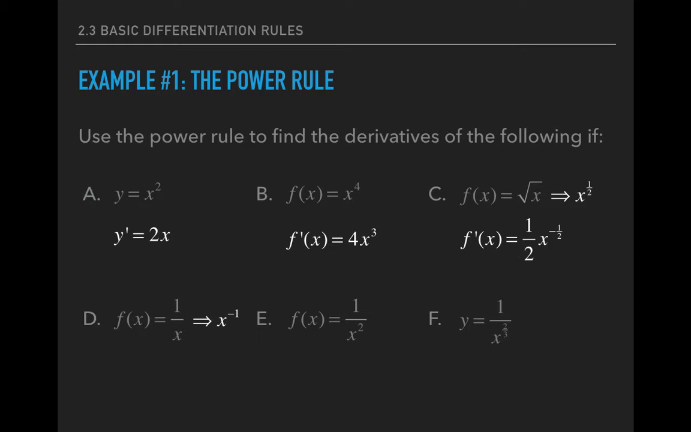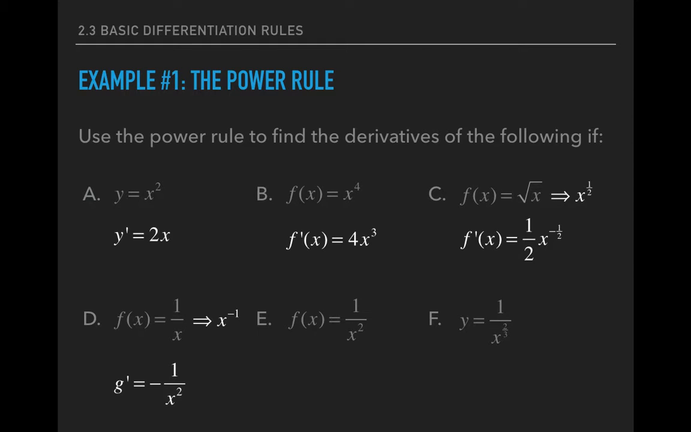Problem D you could rewrite as x to the negative 1 power. So negative 1 becomes your coefficient, and you would decrease your power by 1, which would make it a negative 2. But you can write that in the denominator, and that would be correct, because using your negative power rule, if it was x to the negative 2, you would move that down, as you see in D.